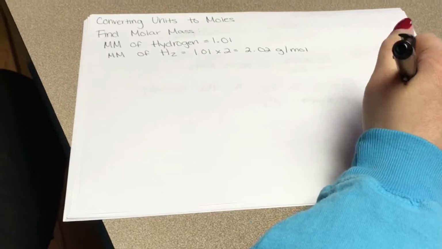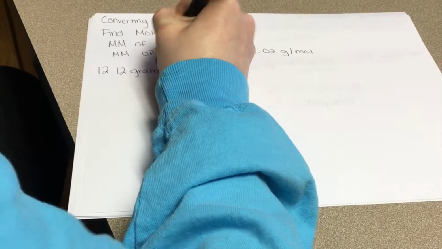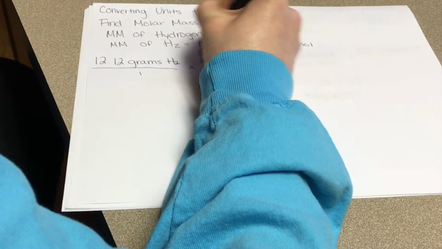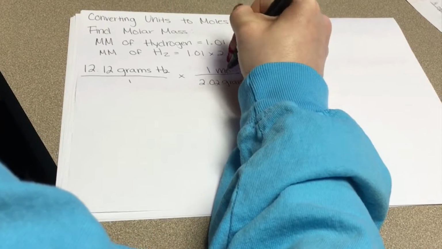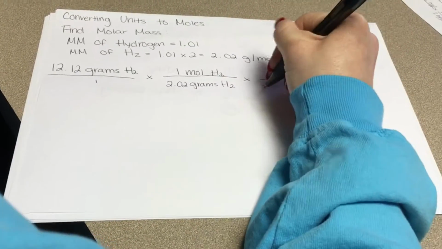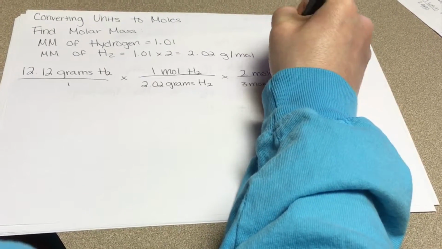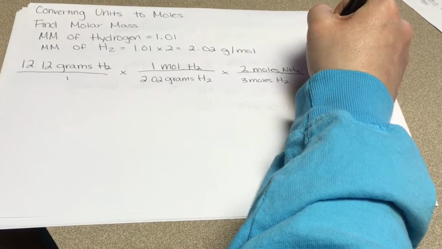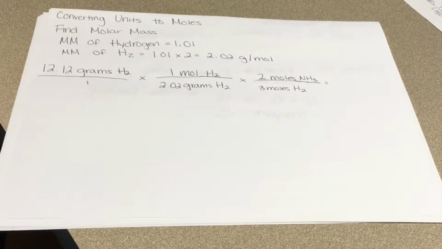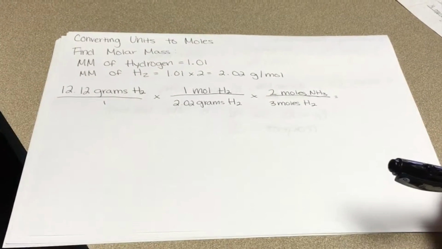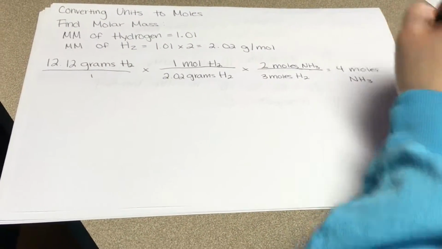Let's say we start with 12.12 grams of hydrogen gas. Divide our given 12.12 grams of hydrogen gas by our molar mass, 2.02, to get the number of moles of hydrogen. Now that we are in moles of hydrogen, we can use our mole ratio to convert from moles of hydrogen to moles of ammonia. The mole ratio of hydrogen gas to ammonia is 3 to 2. Multiply the top side and divide that by the bottom side. This will give you the moles of ammonia. 12 grams of hydrogen gas gives us 4 moles of ammonia.